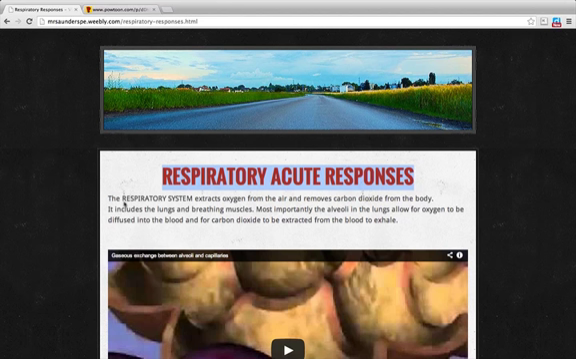It includes, most importantly, the lungs and breathing muscles such as the diaphragm, which help inflate the lungs, and most importantly the alveoli in the lungs, which allow for oxygen to be diffused into the blood, so that's oxygen into our bloodstream, and for carbon dioxide to be extracted from the blood to exhale out of the body.